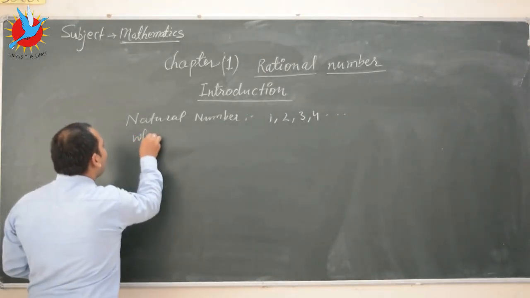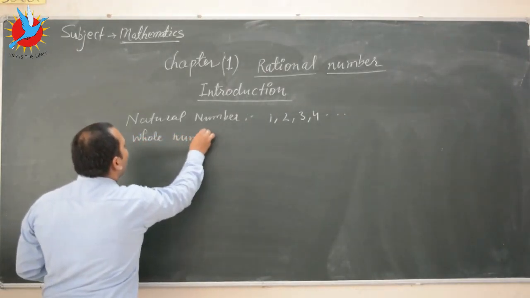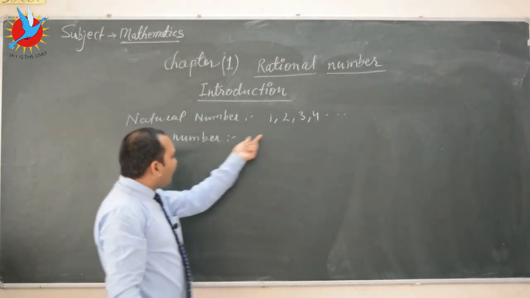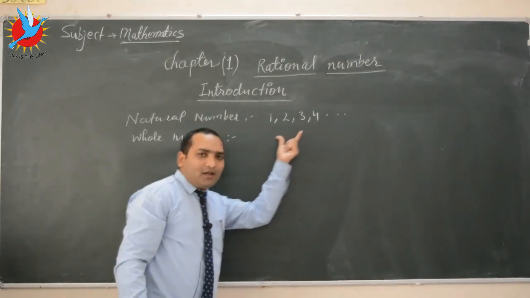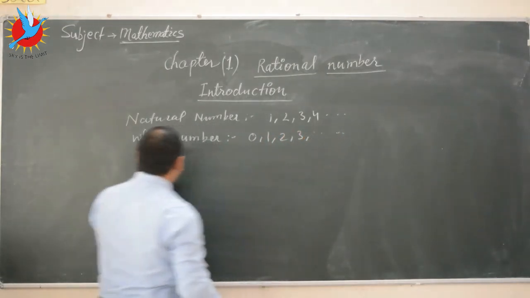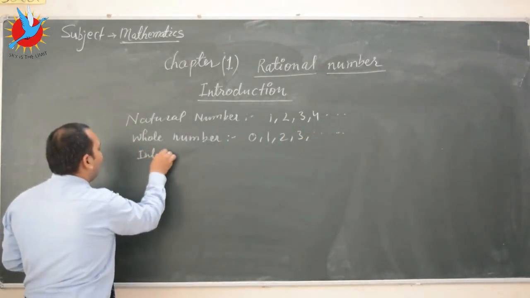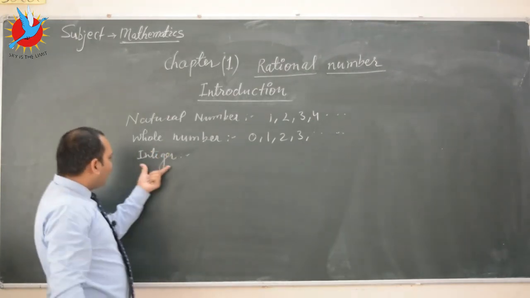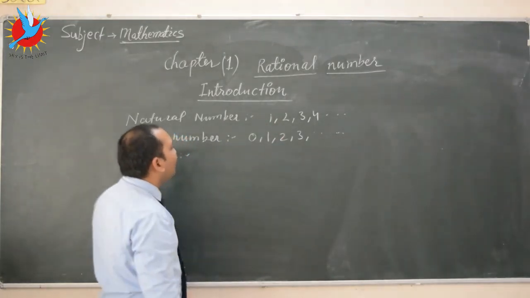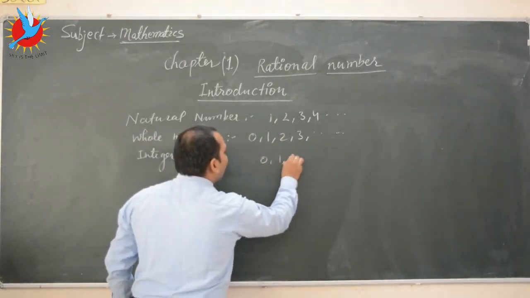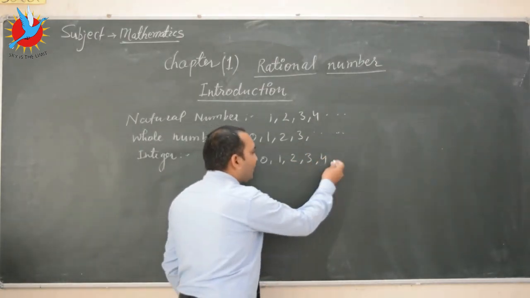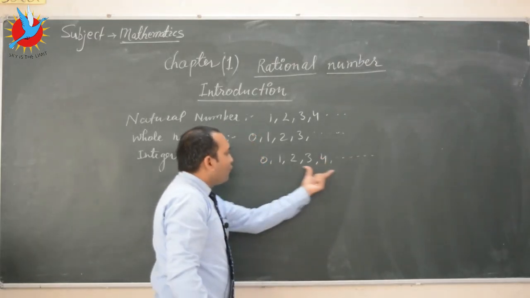Then we also learn about the whole number. All the natural numbers along with 0 are called the whole numbers. And next, integer. All the whole numbers with the negatives of the natural numbers are called the integers. All the whole numbers 0, 1, 2, 3, 4 and so on, these are whole numbers.